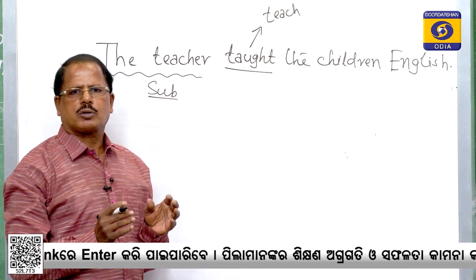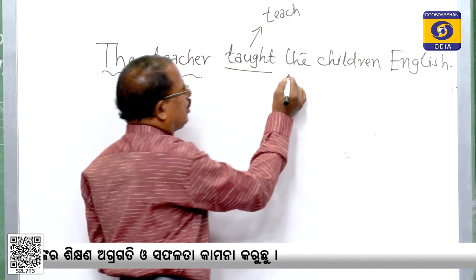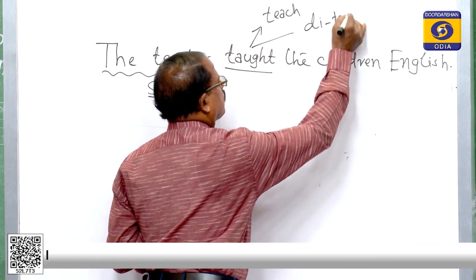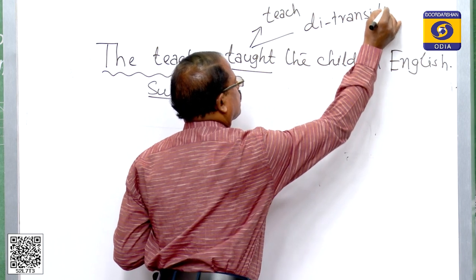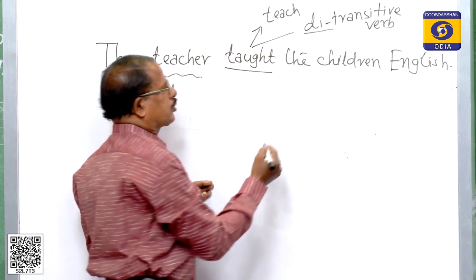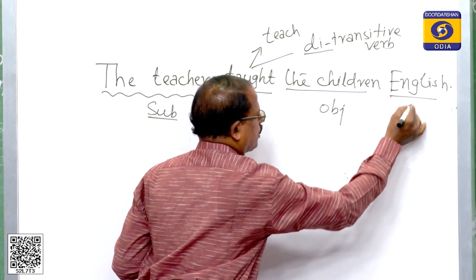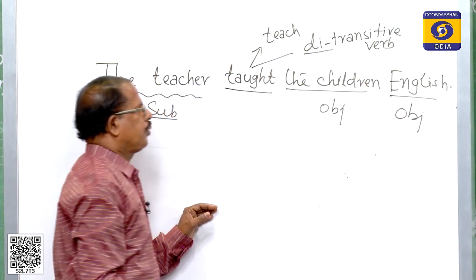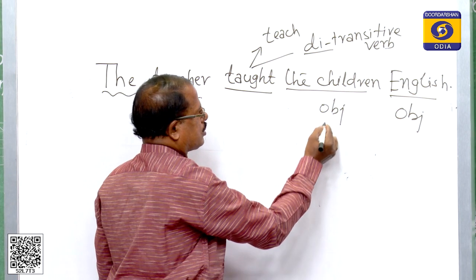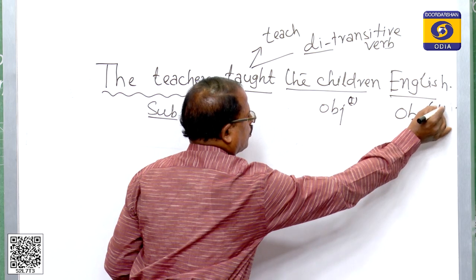We have two types of verbs, intransitive and transitive. Transitive verbs take objects. So, this is a transitive verb and this verb is a ditransitive verb. Right. Di means two, transitive, two objects. So, this is one object and this is another object, right. This is the indirect object, the children, and this is the direct object, what and whom.